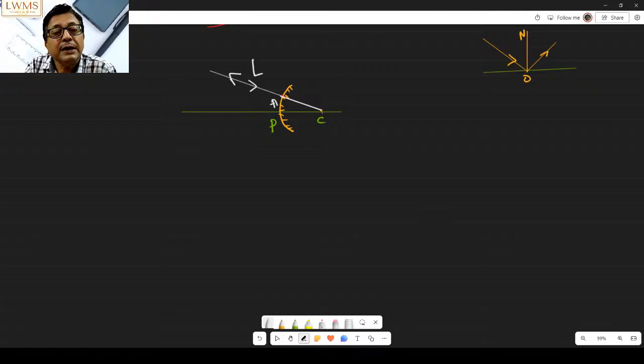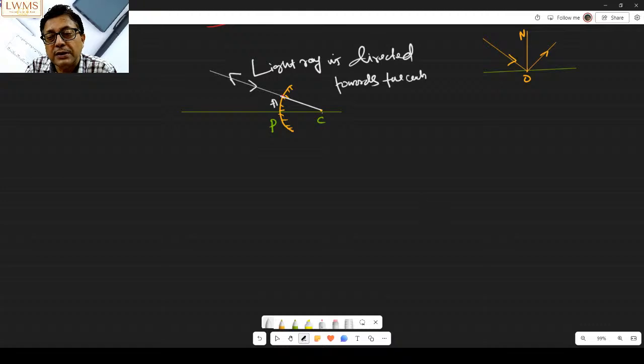A light ray is directed towards the center. What will you observe? It will retrace its path back. It will go back in the same direction. Light ray you are allowing to fall in this manner, this is the incident ray, a reflected ray will go this way. Why? No bending will be there because it is directed along the normal.